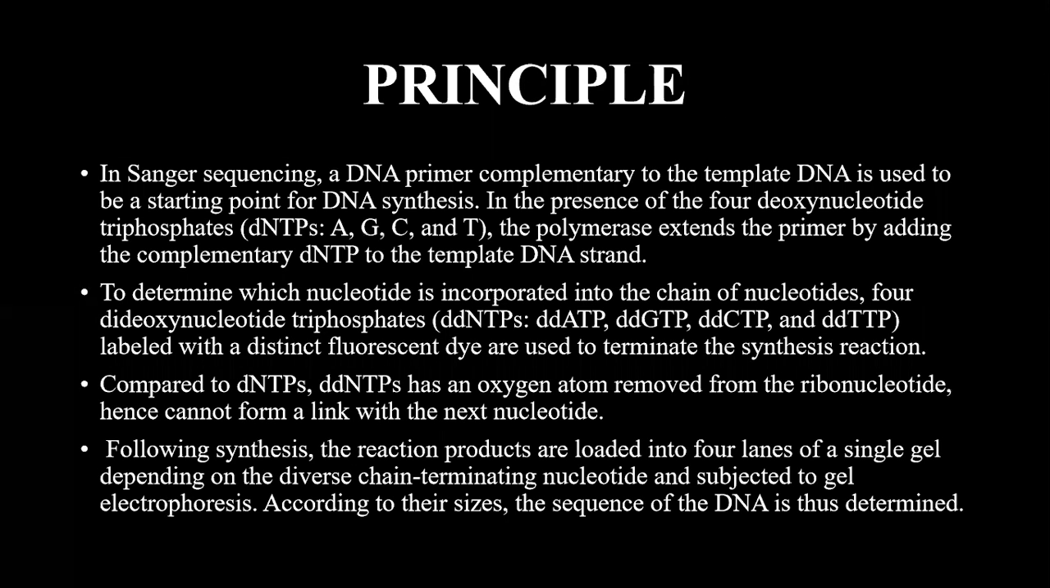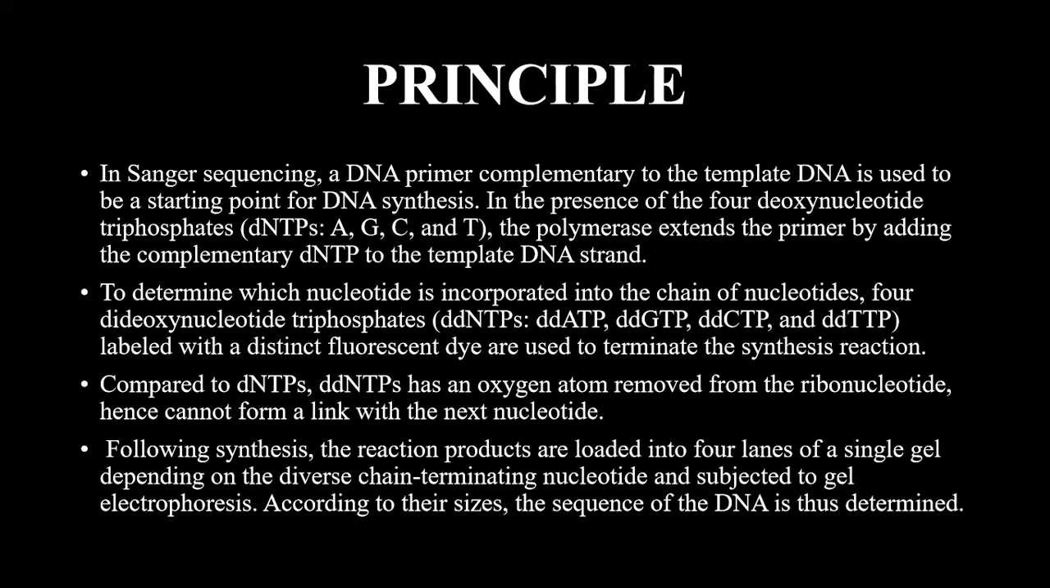So, the principle of Sanger sequencing. The underlying principle of this method of DNA sequencing is based on the separation by size of target portions of a DNA molecule. Each of the DNA molecules starts at a common 5' end and terminates at one of the many alternative 3' points. So, to determine which nucleotide is incorporated into the chain of nucleotides, 4 dideoxynucleotide triphosphates labeled with a distinct fluorescent dye are used to terminate the synthesis reaction. Compared to dNTPs, ddNTPs have an oxygen atom removed from the ribonucleotide. Hence, these cannot form a link with the next nucleotide.